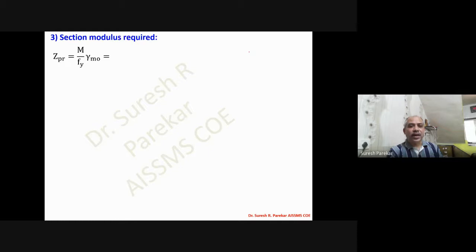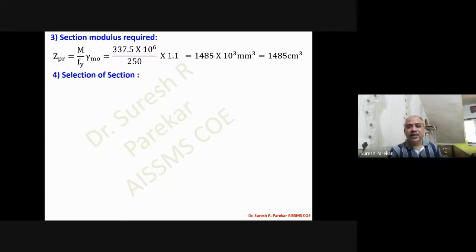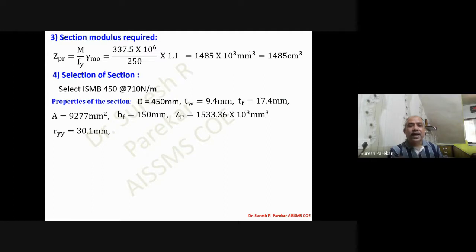Then section modulus required, so we have just modified the formula as we did in the case of your tension member, where we used the yielding of cross section formula. After modification, in the same way we have used over here, and from this I will get the value of ZP required, so 1485 into 10 raised to 3. Now we will select a section a little bit higher than this. We require 1485, and then we have considered 1533.36.